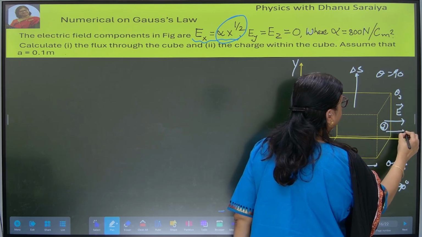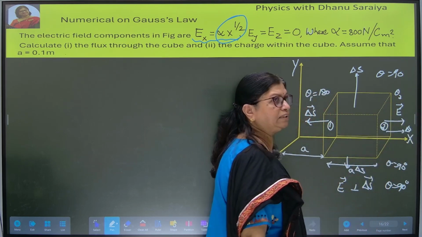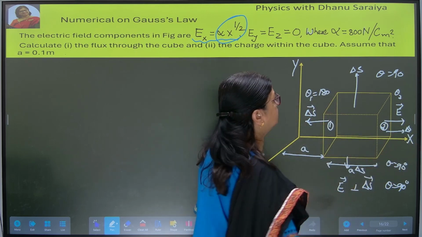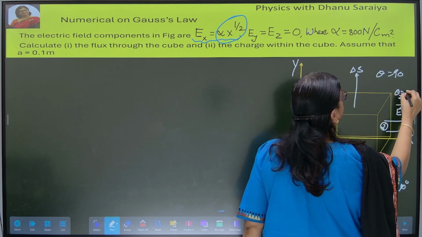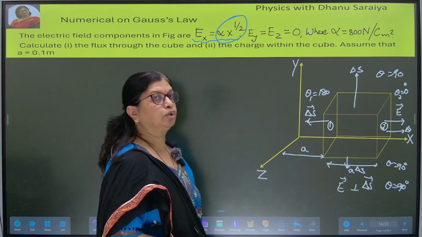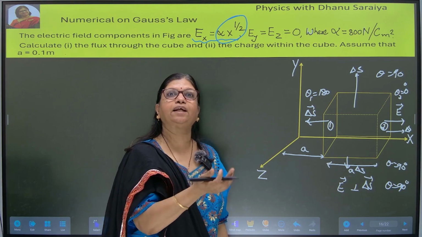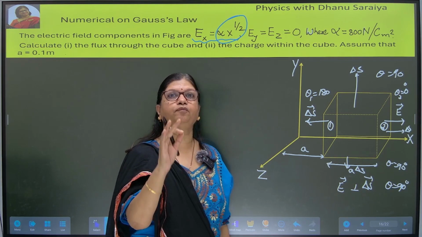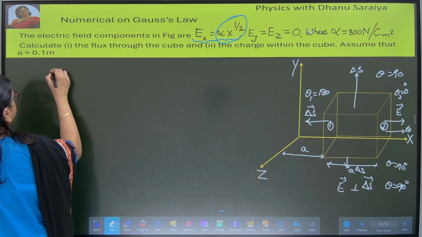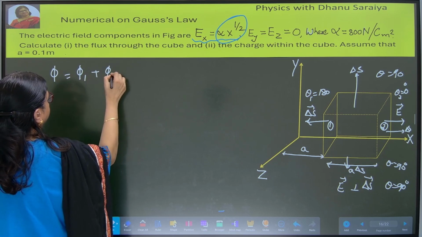What is the direction of delta S in this case? Okay. What is the direction for delta S in this case? Outward. So what is theta? Theta 2 is equal to 0 degree. Same direction. So these two faces only the flux will be available to us. So let us calculate the flux phi 1 and phi 2 and we shall add it. Okay. So what is our phi? Phi is equal to phi 1 plus phi 2.